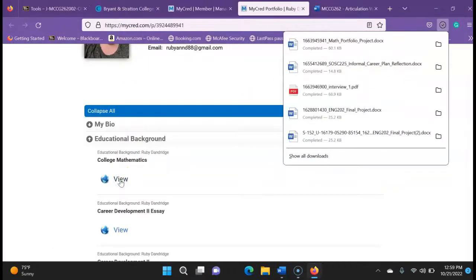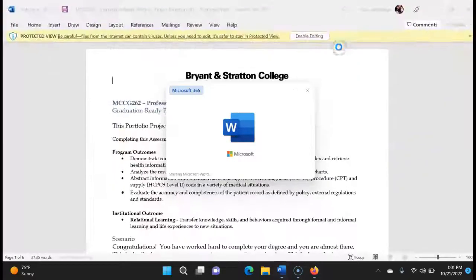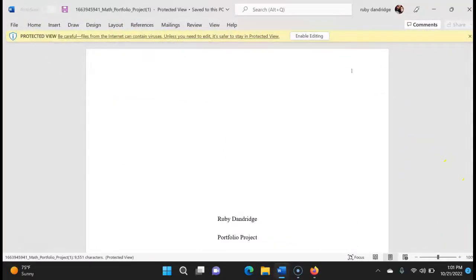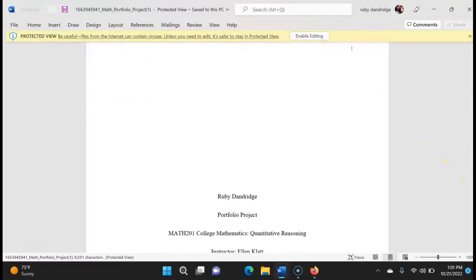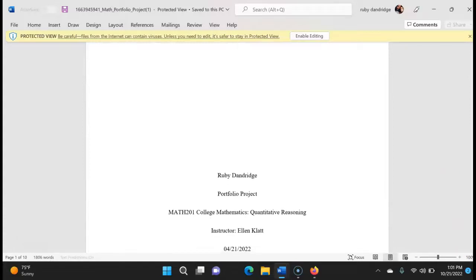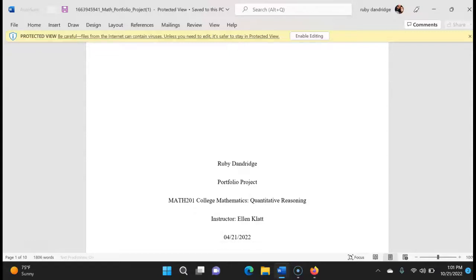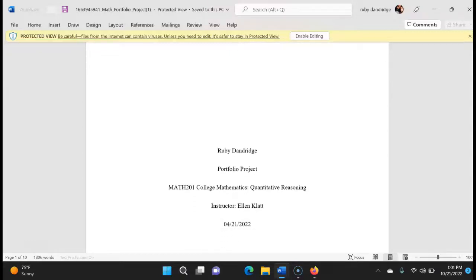In college mathematics, I met the outcome of following established methods of inquiry and mathematical reasoning to form conclusions and make decisions. In this project, we worked out problems in math that could pertain to our personal life or our career. This met the outcome by using mathematical reasoning to make decisions and form conclusions.